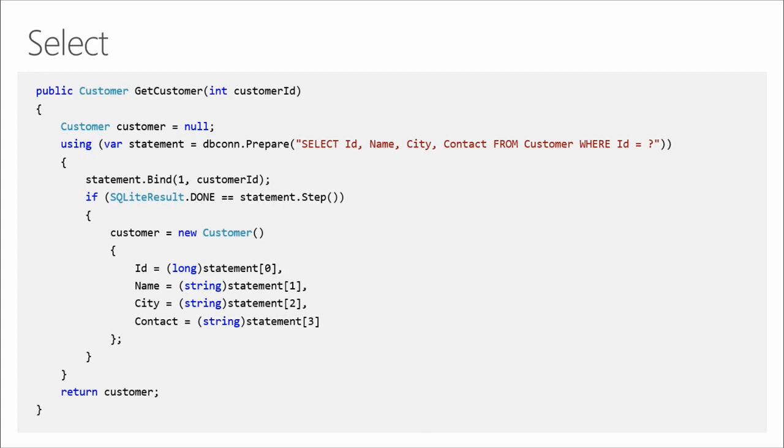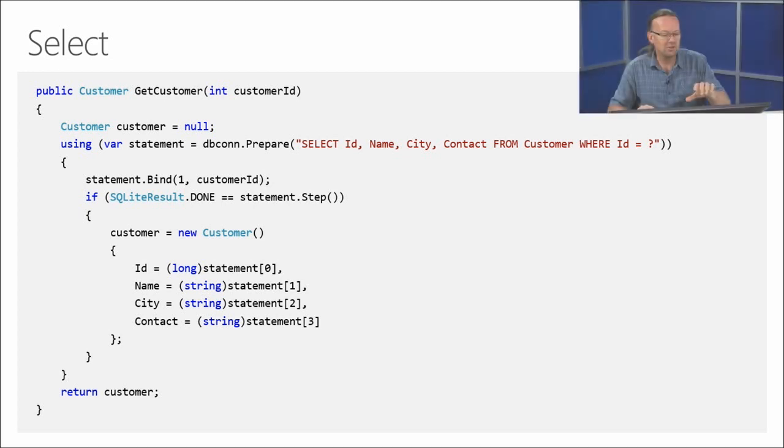And inside the, you see that customer equals new customer? This is how you read the values out of the result that you've been given back by SQLite. You just index into the statement. And so you see where we were selecting ID, name, city, and contact, that's statement 0, statement 1, statement 2, statement 3 in the result that you've got back. And you need to cast that to the correct type that you expect.